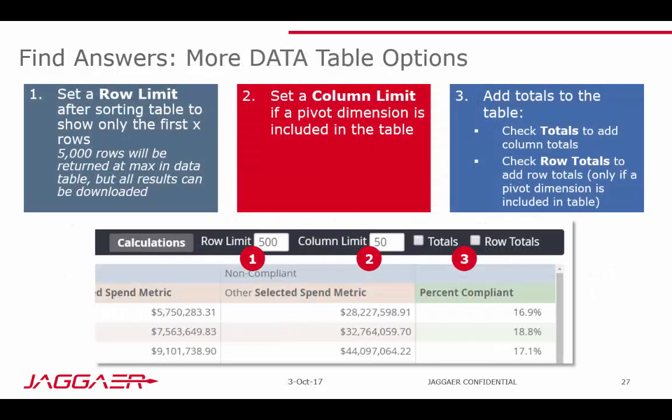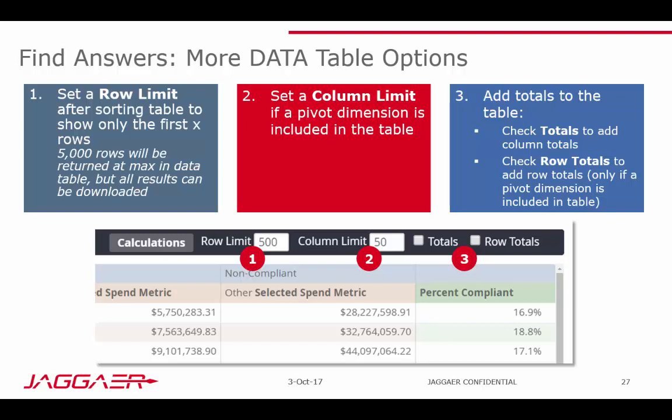There are a few more data table options that I'd like to mention. First, you can set a row limit after you sort the data table to show only the first number of rows. In this example, the row limit is set to 500. So let's say you wanted to sort the table in descending spend order and then just see the top 500 results. You can use the row limit for that function.